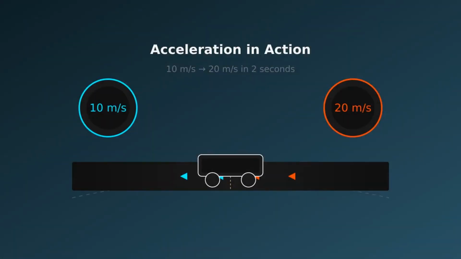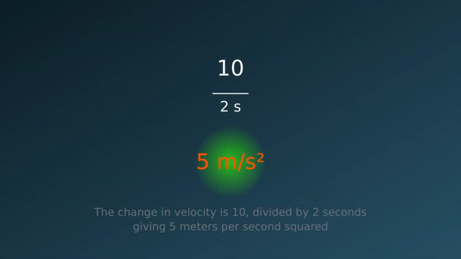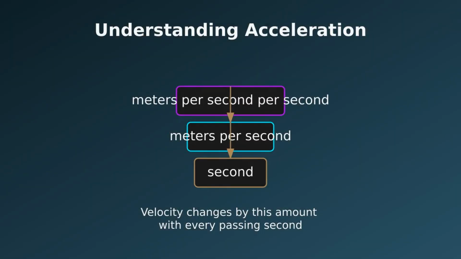Let's make this concrete. Imagine a car going from 10 meters per second to 20 meters per second in just 2 seconds. The change in velocity is 10, divided by 2 seconds, giving 5 meters per second squared. Those units matter, meters per second per second. That tells us how much velocity changes with every passing second.